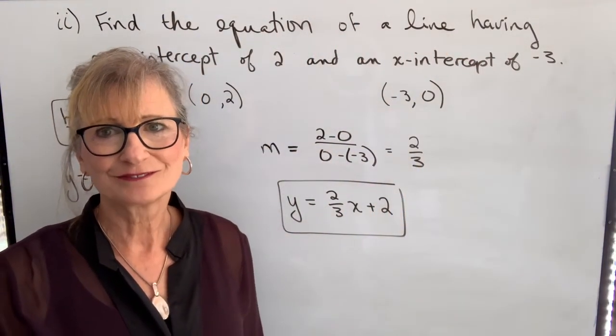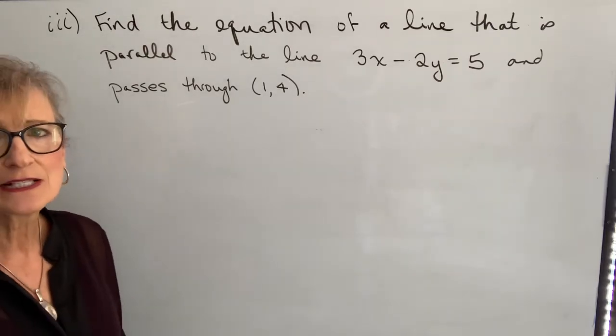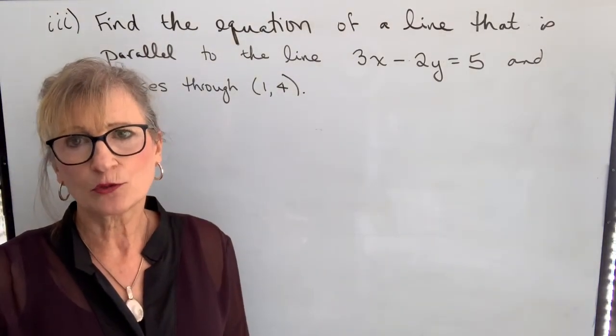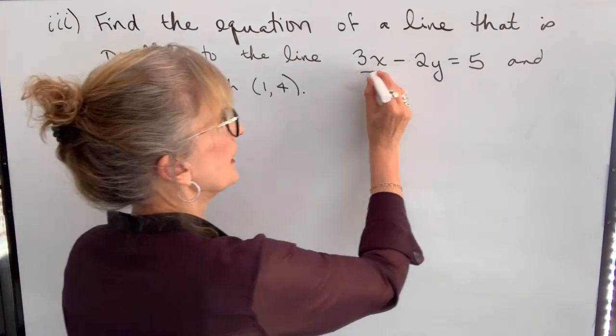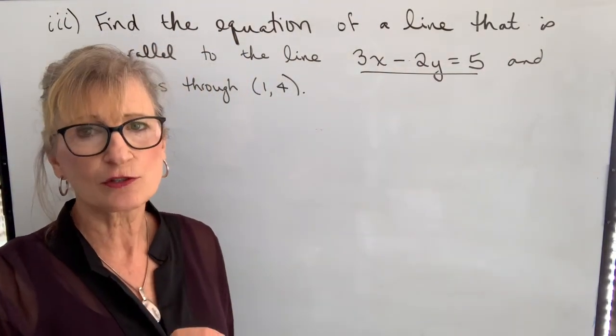Let's try some more. Our next example says find the equation of a line that is parallel to the line 3x minus 2y equals 5 and passes through the point (1, 4). So we know that when two lines are parallel, they have the same slope. So our goal is to find the slope of this line. That's all we care about, that line, just its slope.